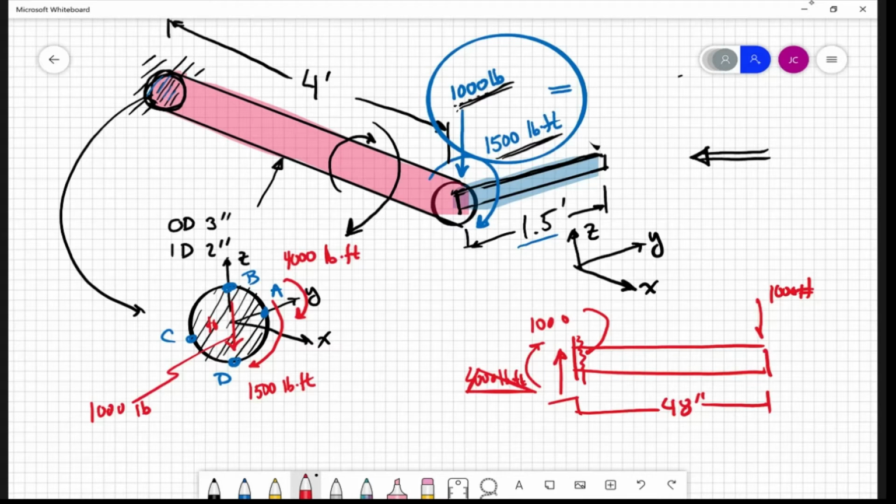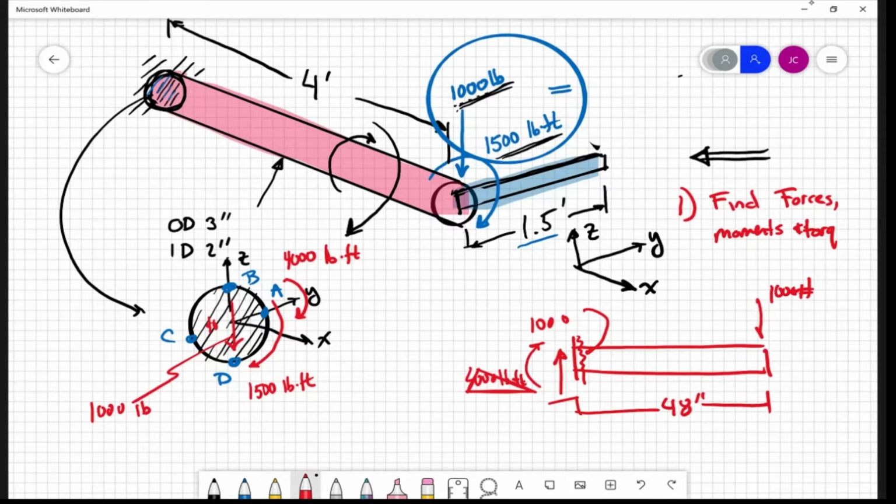So that's always going to be our first step. Step one is going to be to find forces, moments, and well, torque is a moment, but I'll say torque, on the cross section, right? All right. And so that's what we have there.